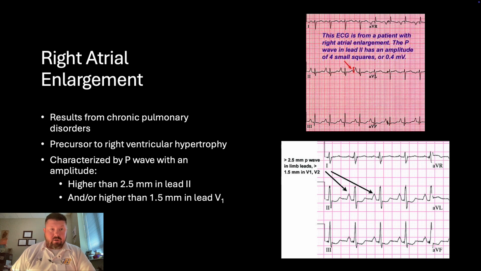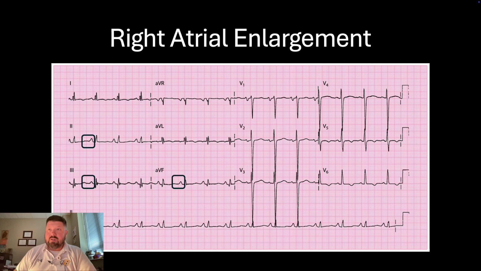So right atrial enlargement results from chronic pulmonary disorders. Remember, a lot of your right-sided heart issues do come from pulmonary disorders, but it is a precursor to right ventricular hypertrophy. Usually you'll see a higher than 2.5 millimeter P wave in lead 2 and a high P wave 1.5 millimeters or greater in V1. So with right atrial enlargement, you'll see that we have the large P waves right in leads 2, 3, and AVF here. We also have a P wave that is biphasic in V1.